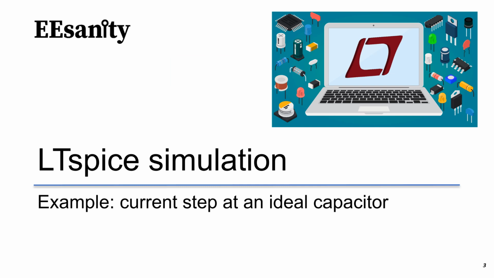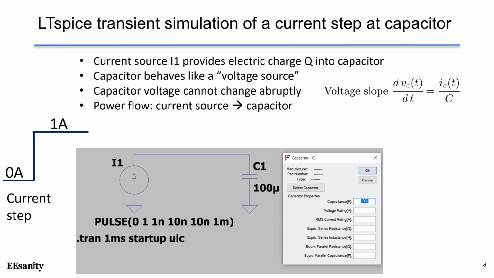The first example is a current step into a capacitor. For simplicity, we use an ideal capacitor. So this is the basic setup and discussion about this simulation. We have a current source I1 as a pulse current into the capacitor C1, which is 100 microfarad. Current I1 provides electric charge Q into the capacitor. As we know, a capacitor behaves like a voltage source. That means the voltage over the capacitor cannot change abruptly.